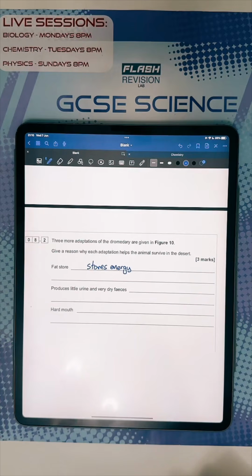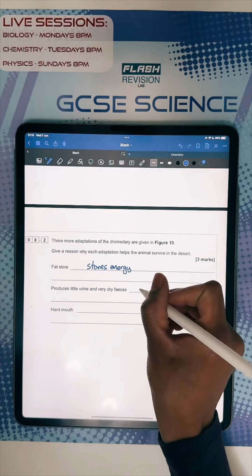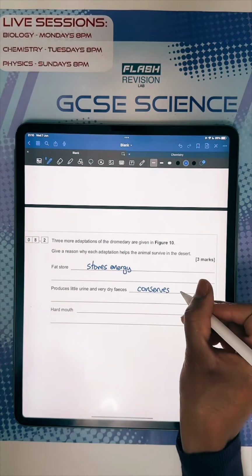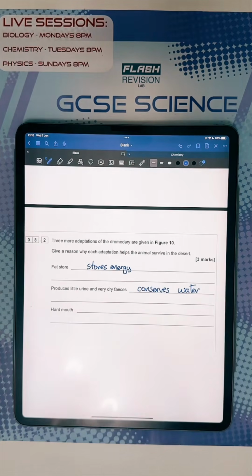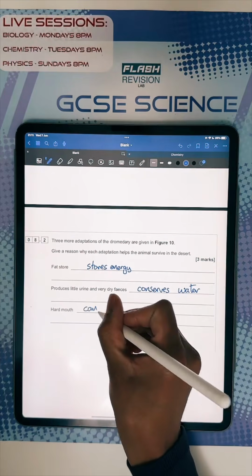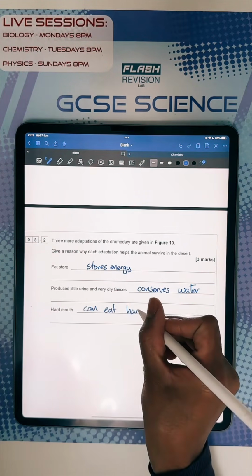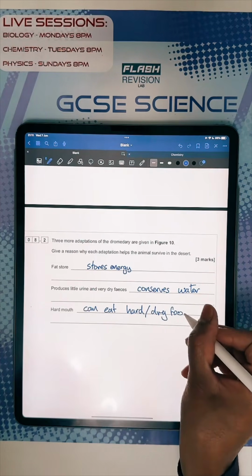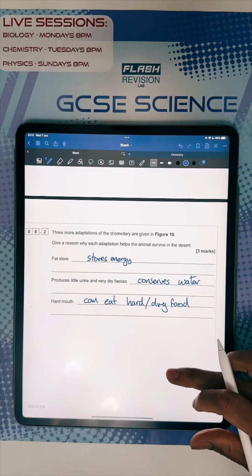Next one, yes, it reduces water loss. It conserves water in the body. It stops the water it's storing from evaporating. It's not to do with evaporating because it's talking about the urine. So I don't think you'd get a mark for saying that. And the last one, yeah, it can eat not just plants, because you don't need a hard mouth for that. It's to eat hard food, exactly. Because in the desert, the food's likely to be very dry and hard. So it can eat hard, dry food. Good.